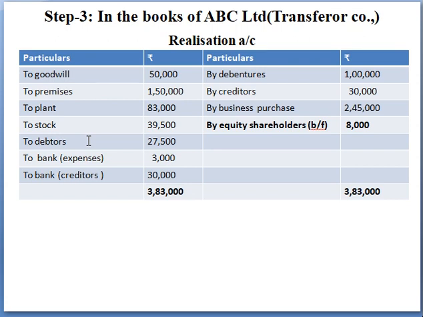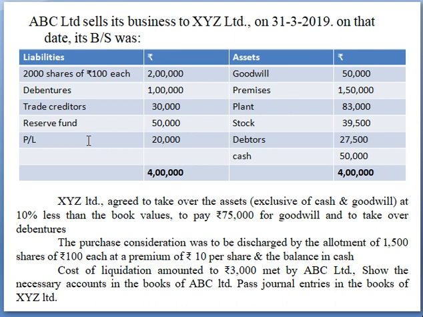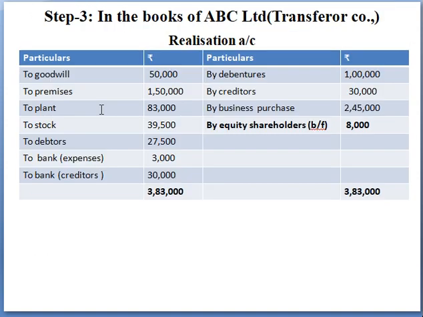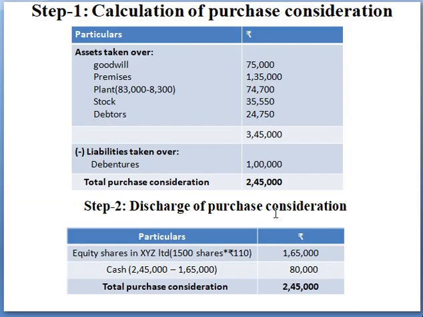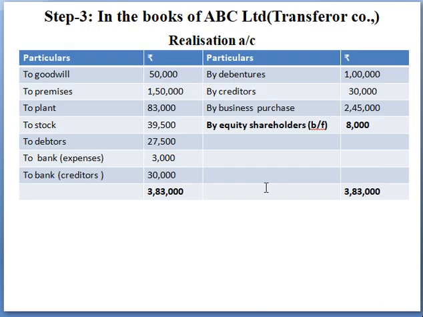Second, you have to enter your liabilities. Now what are all the liabilities? That is outsiders' liabilities. So one is debentures and creditors, right? Now enter. So by debentures 1 lakh, by trade creditors 30,000. See, this is the second one. And the third one is you have to enter your purchase amount. So by business purchase, here the purchase amount is 2,45,000, which has been done earlier, right? Purchase. That's it.